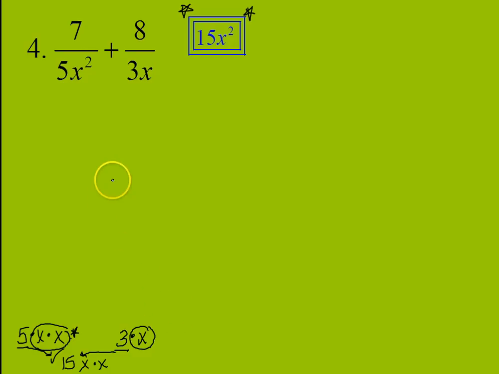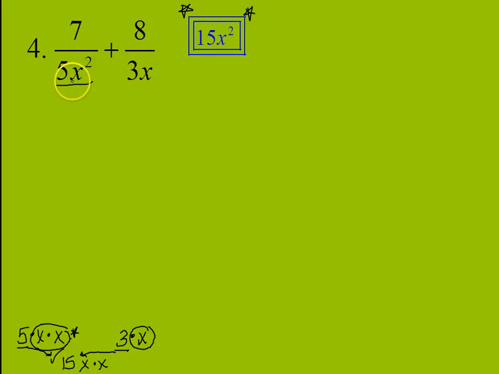Now, your second goal is how do I turn these into the common denominator? Because remember, I can't actually add until I have the same thing on the bottom. So how do I get 5x squared to turn into 15x squared? Well, the x squareds are already taken care of. So I just have to decide, how do I get 5 into 15? Multiply by 3.